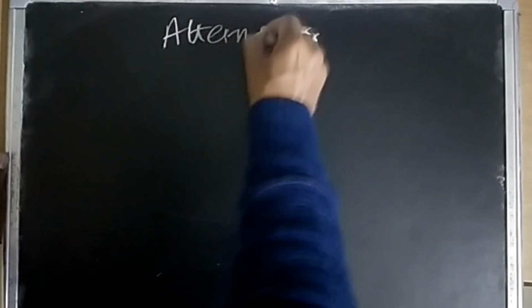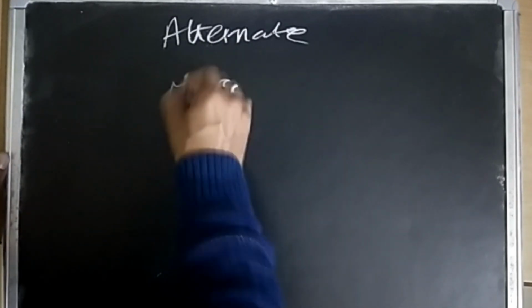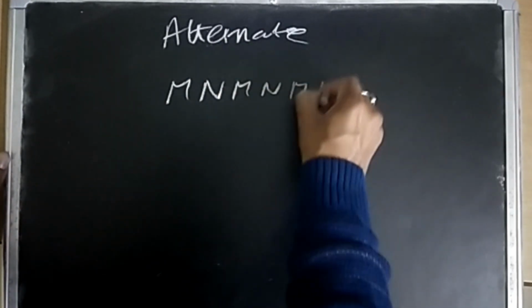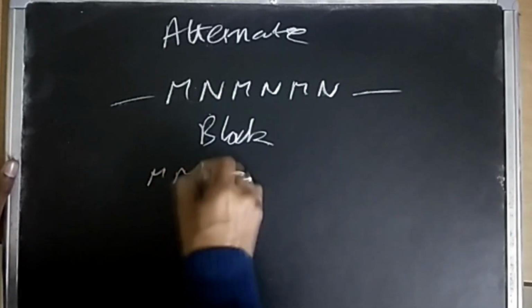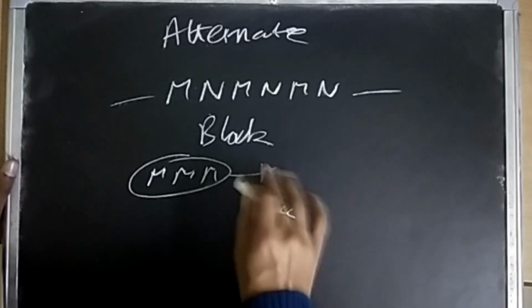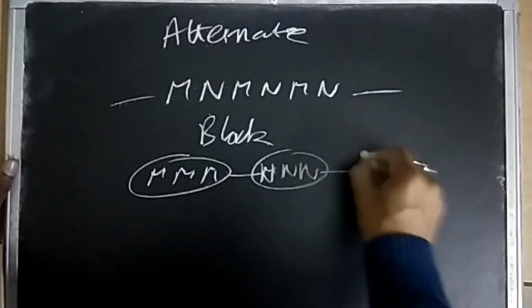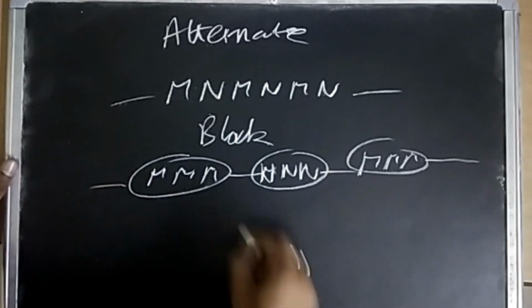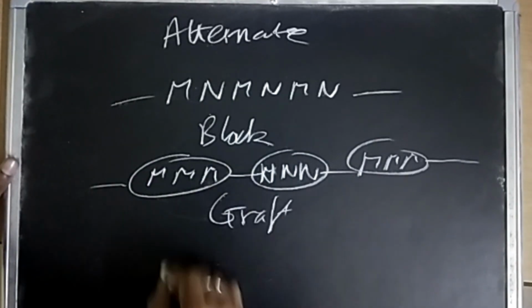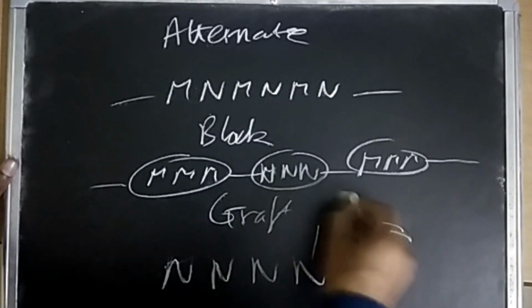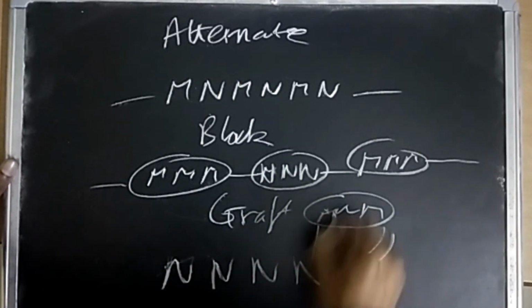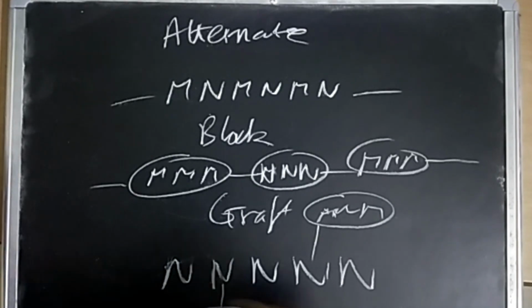Okay, let's start. So first we have alternate polymers, in which M is arranged like this, alternating. Next we have block polymers, in which M is in one block, N in one block, again M in a straight way. And finally we have graft polymers. Graft polymers means N is the backbone, and here in the sideways we have M blocks, M blocks. In this way polymers.